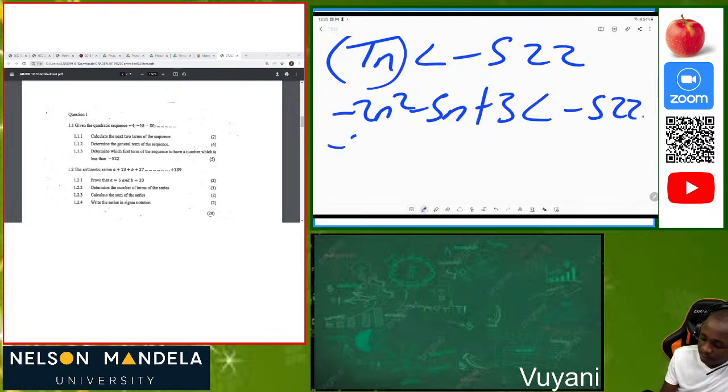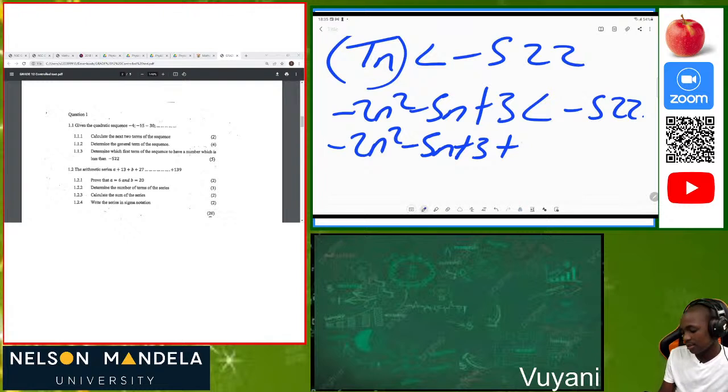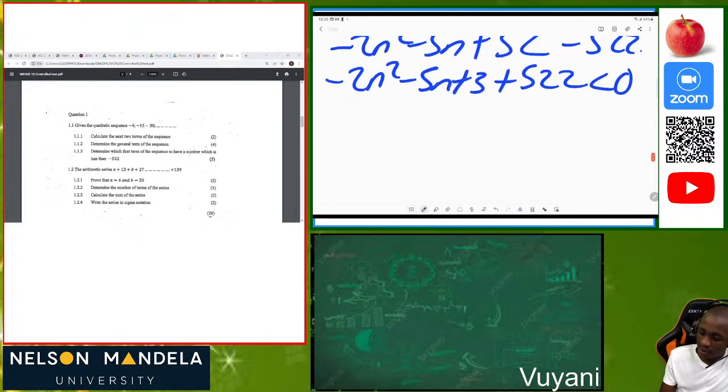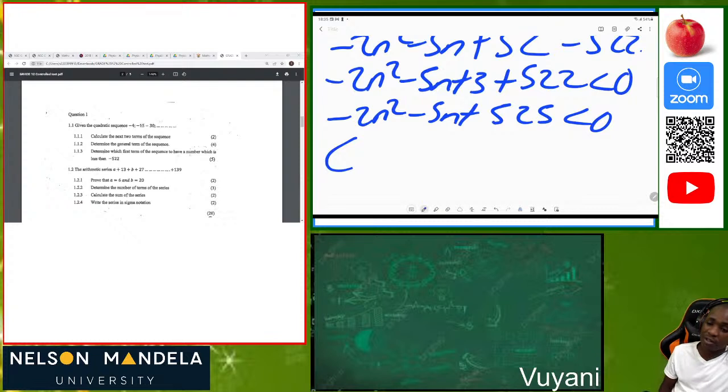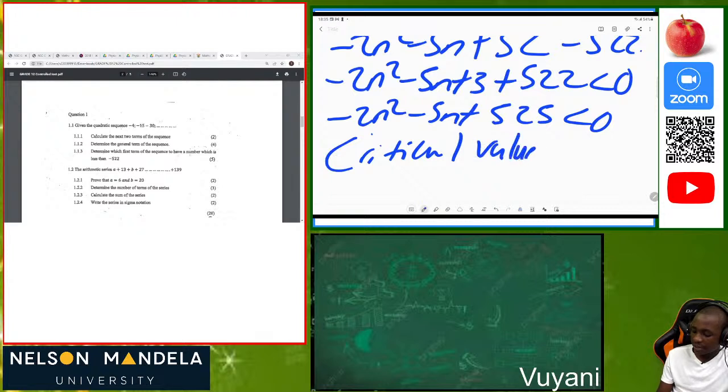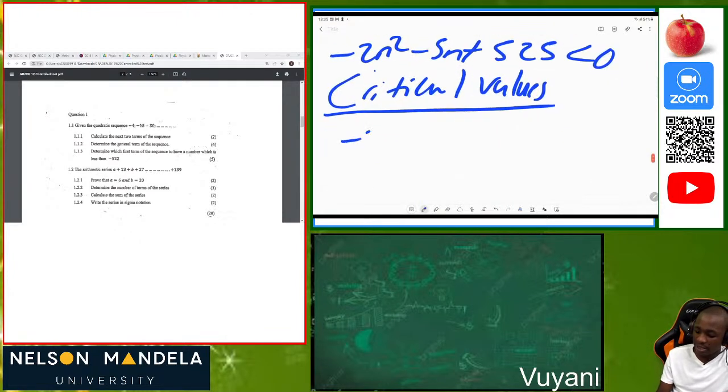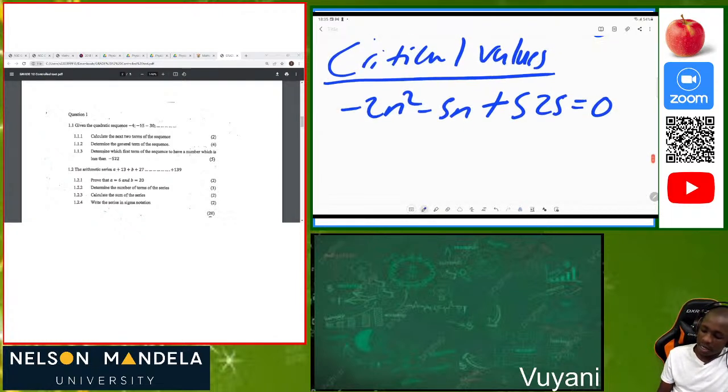Then we transpose: negative 2n squared minus 5n plus 3 plus 522 is less than 0. Then we have negative 2n squared minus 5n plus 525 less than 0. Then according to the rules of inequalities, let's determine our critical values. So in other words, we are equating the equation to 0. Then we can solve this.